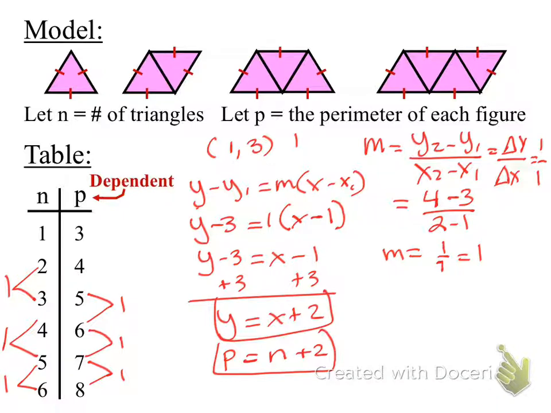I could have just gone m equals the change in y over the change in x. You've got to remember that. The y is on top, right? So you've got to do that. Make sure that the y is on top over the change in the x. And then we get 1 over 1.